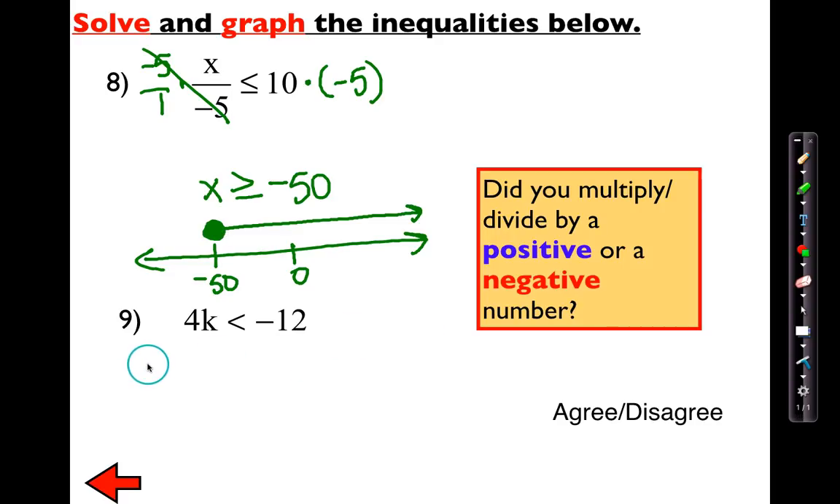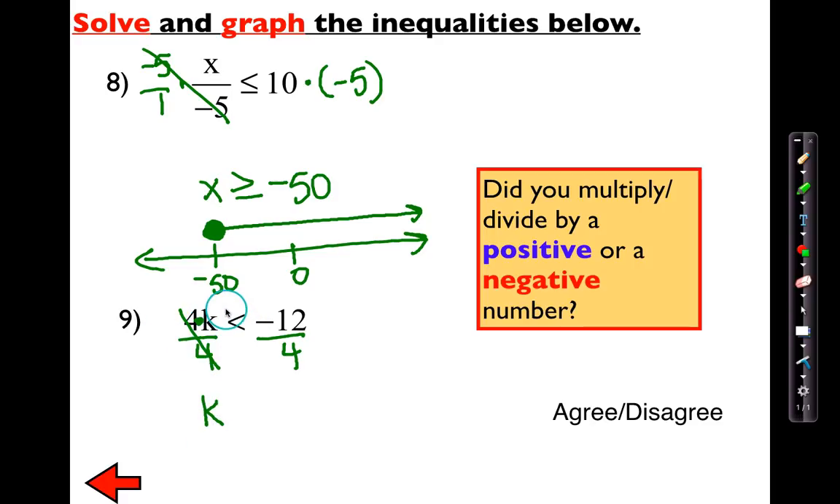Okay, so for number 9, we have 4k, which means 4 times k, which is less than negative 12. So in this case, I'm going to do the inverse, which is to divide both sides by a 4. And again, I'm applying the multiplicative inverse. Why am I doing this? Because I'm wanting to create a 1. By creating a 1 here, I'm just going to be left with 1 times k, which is k.